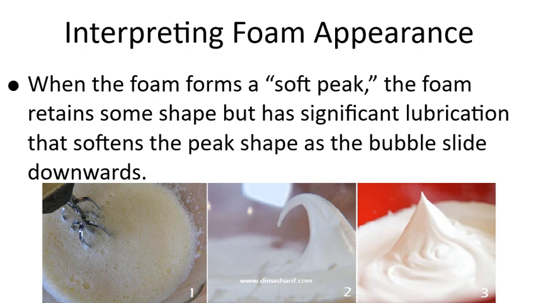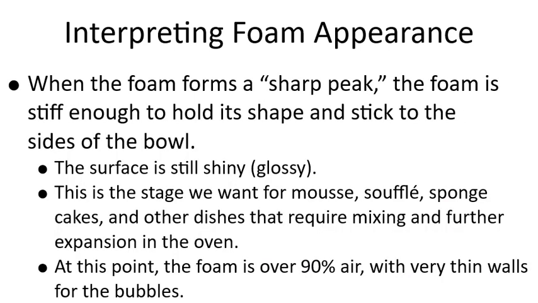On the right, the foam has reached the stiff peak stage, with enough structure in the bubble walls that the bubbles no longer slide past one another. So we now have a sharp, pointed peak when we remove the whisk, and well-defined ridges farther down, showing the paths that the wires in the whisk took most recently through the foam. In this stiff peak stage, the foam is stiff enough to hold its shape and stick to the sides of the bowl.